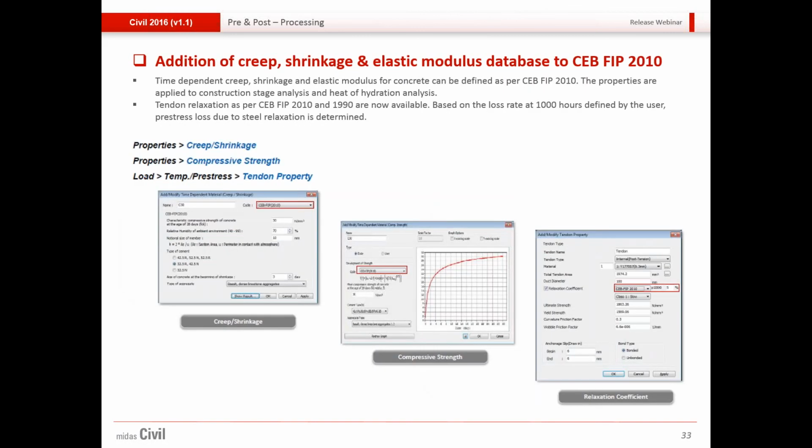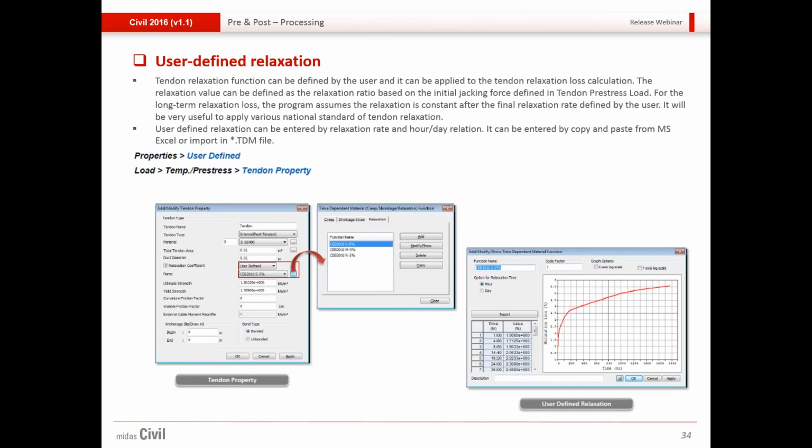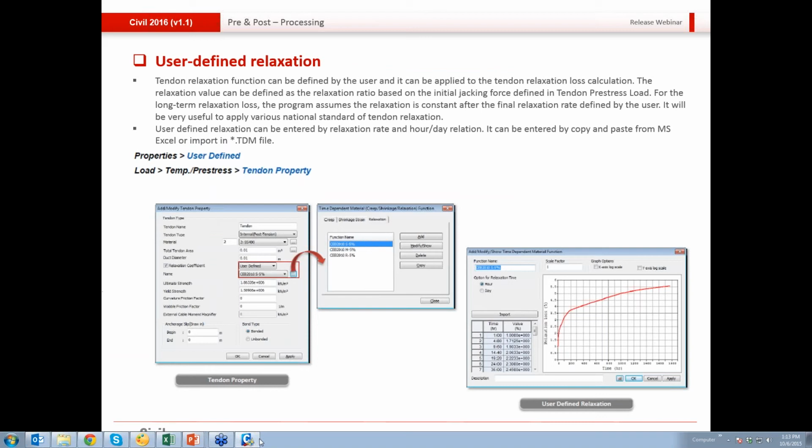Then creep and shrinkage have been introduced based on CEB FIP 2010. The user-defined relaxation has also been introduced. I'll just show this in the model.